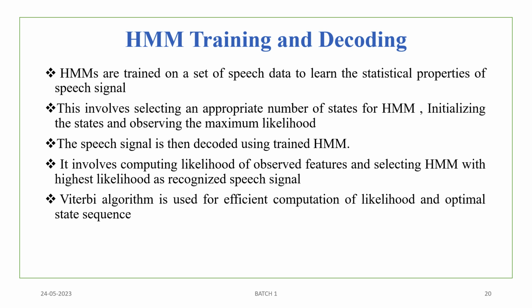HMM training and decoding: HMMs are trained on a set of speech data to learn the statistical properties of the speech signal. This involves selecting an appropriate number of states for the HMM, initializing the states, and observing the maximum likelihood. The speech signal is then decoded using the trained HMM. It involves computing the likelihood of the observed features and selecting the HMM with the highest likelihood as the recognized speech signal. The Viterbi algorithm is used for efficient computation of likelihood and optimal state sequence.